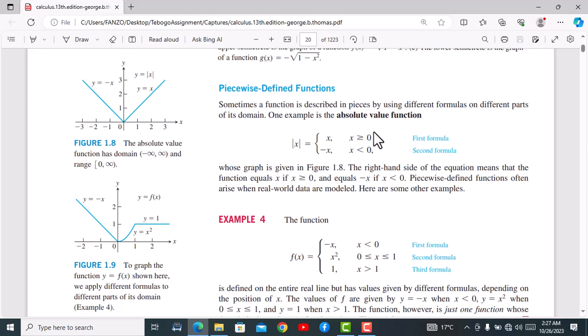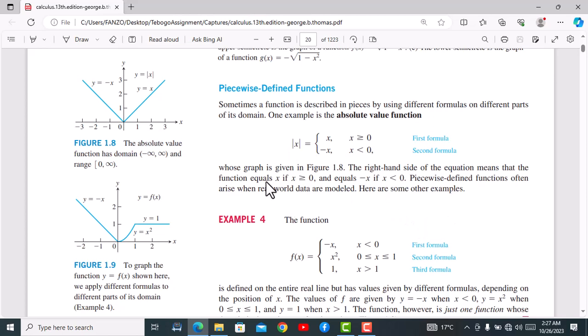So one example is the absolute value function, graphed in figure 1.8. The right hand side of the equation means that the function equals x for x greater than or equal to 0, which is this part, and equals minus x if x is less than 0, and there it is. Piecewise defined functions often arise when real world data are modeled.